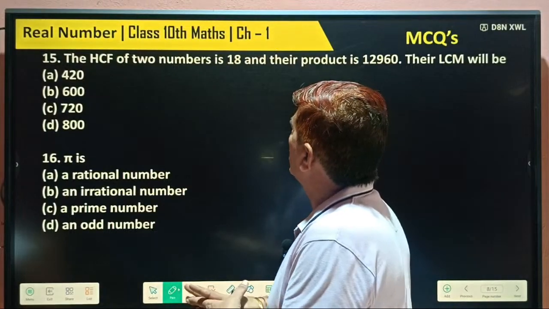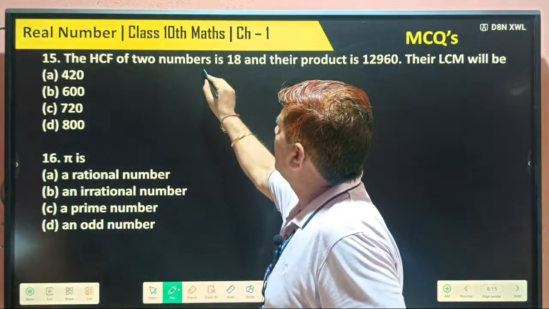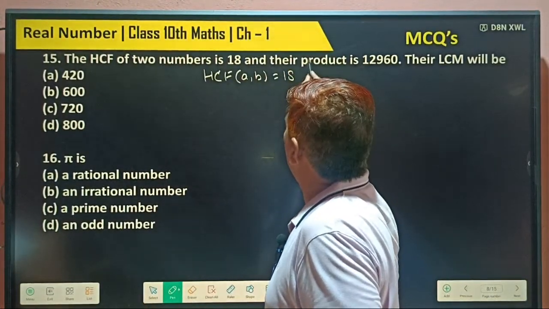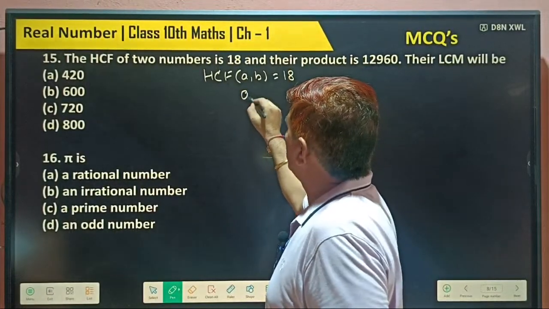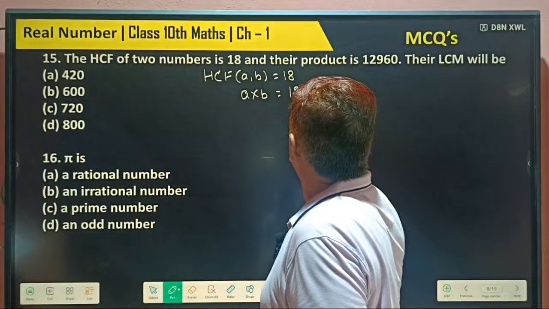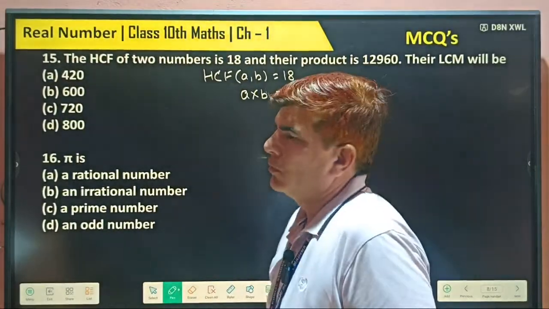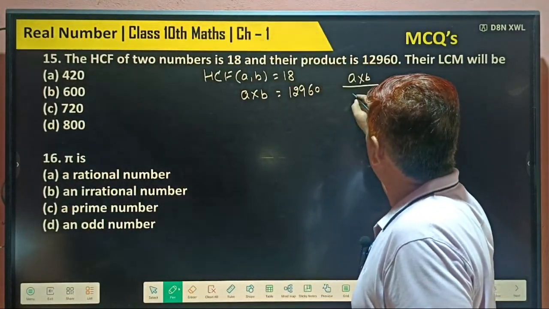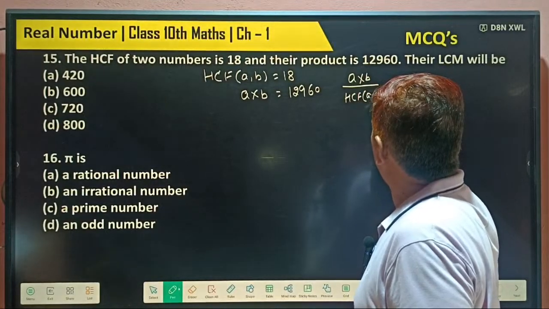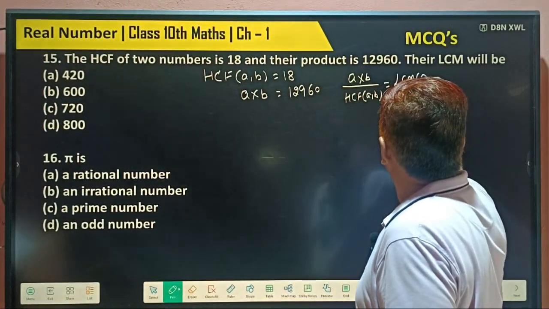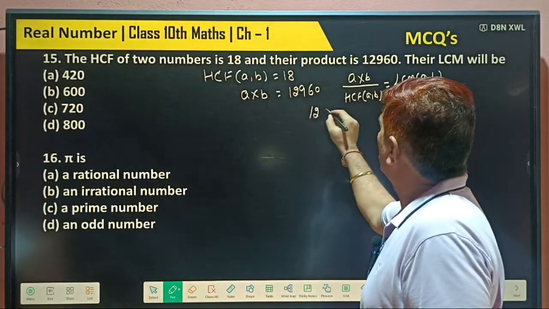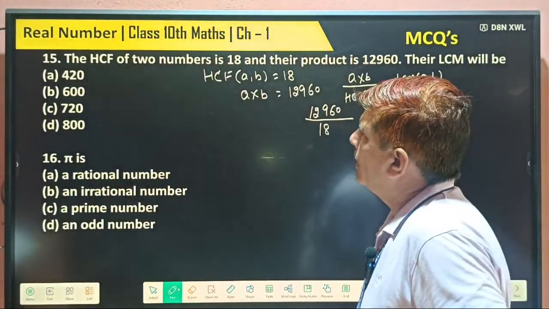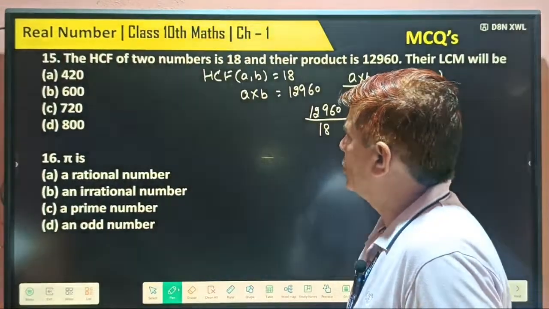The HCF of two numbers is 18. So let A and B be the two numbers. So we have written HCF of A and B equal to 18. And their product, A into B, is equal to 12,960. What's their LCM? LCM is A into B divided by the HCF of A and B. So what's 12,960 divided by 18? Divide by 18.